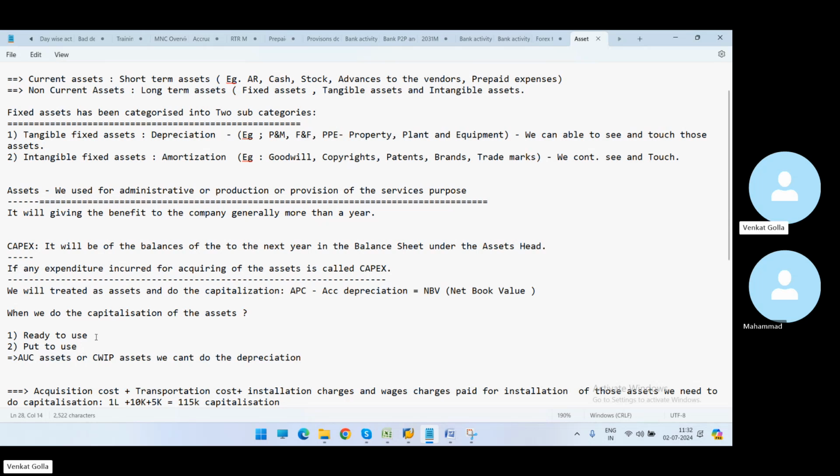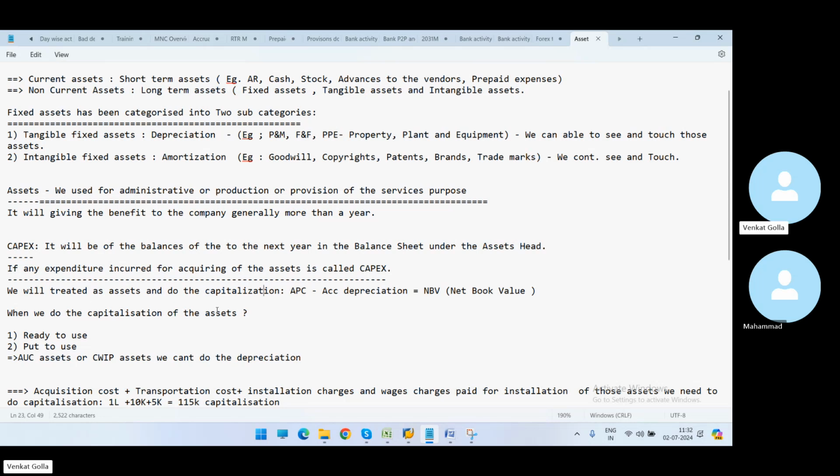When the asset is ready to use, or put to use, on that day only we need to do the capitalization, not when you purchased it. Maybe I purchased land today, but that land is not useful for me yet. Maybe when I construct the building and it is ready, when I occupy that building and start the business using the land and building, only then do I need to do capitalization. Until then, the asset is called capital work in progress, or AUC, asset under construction. For AUC assets, we are not supposed to do the depreciation. Only when you capitalize the assets does depreciation start.